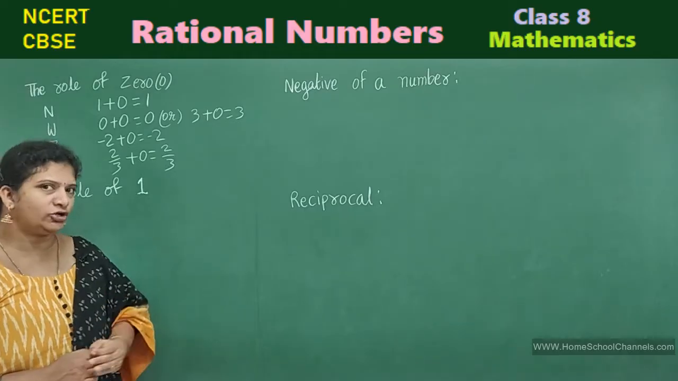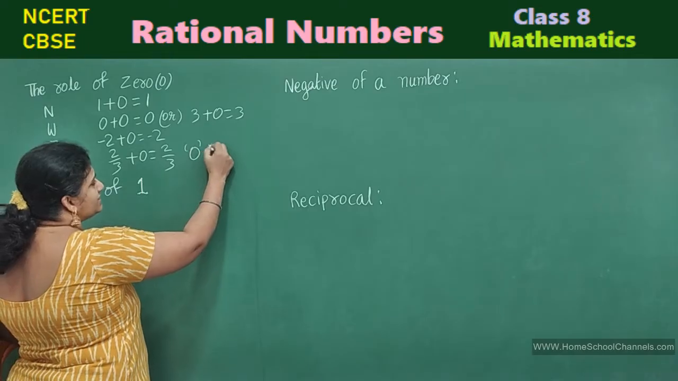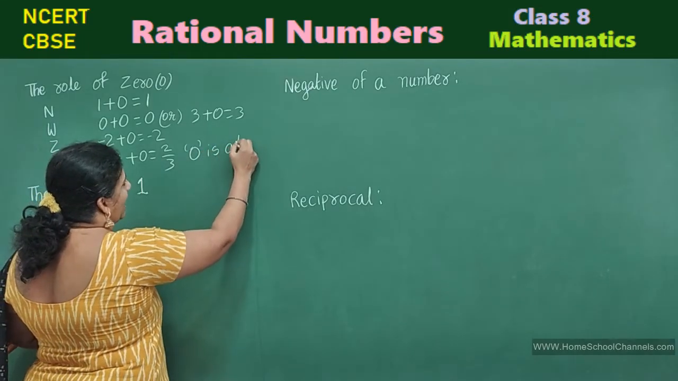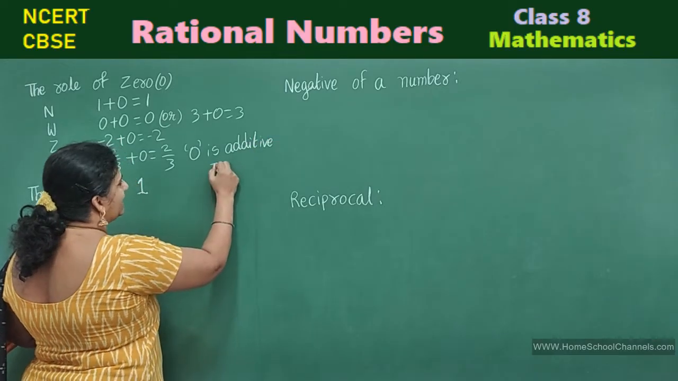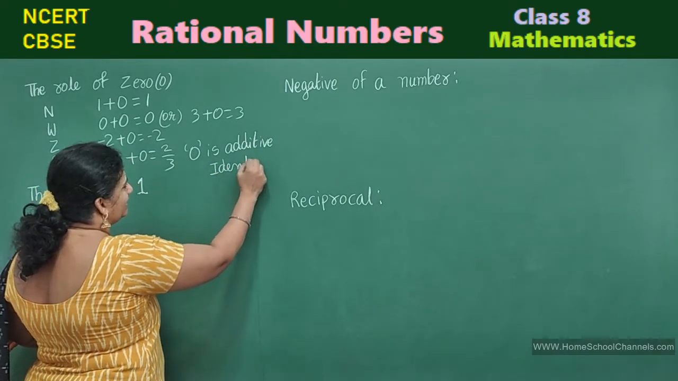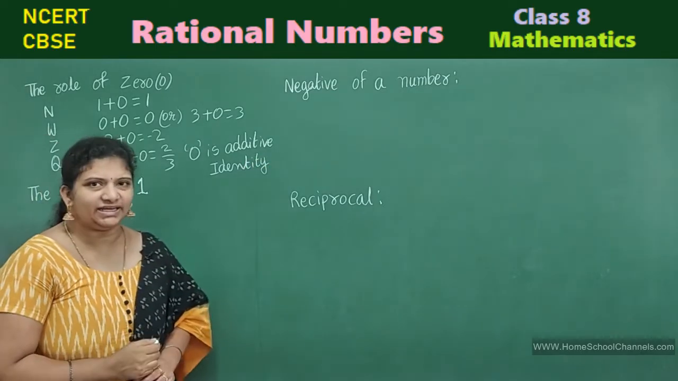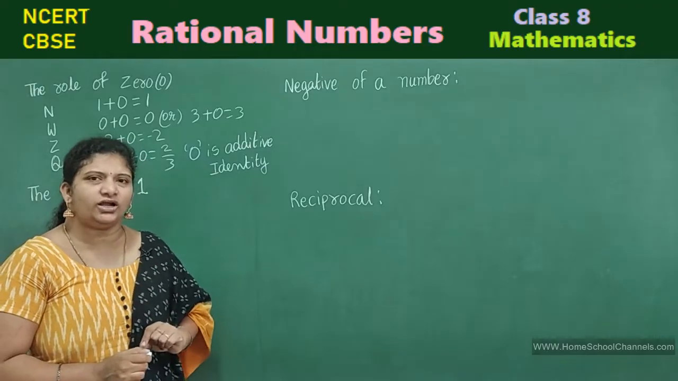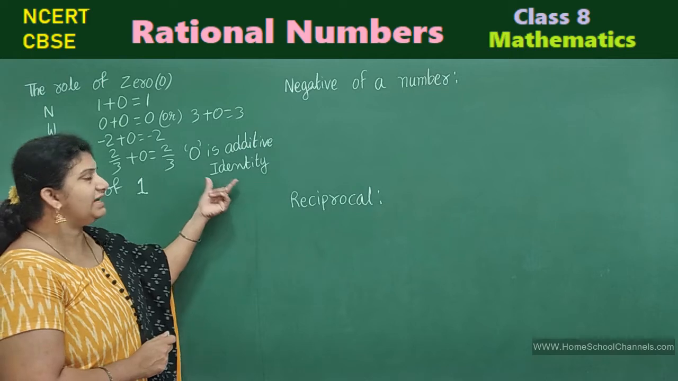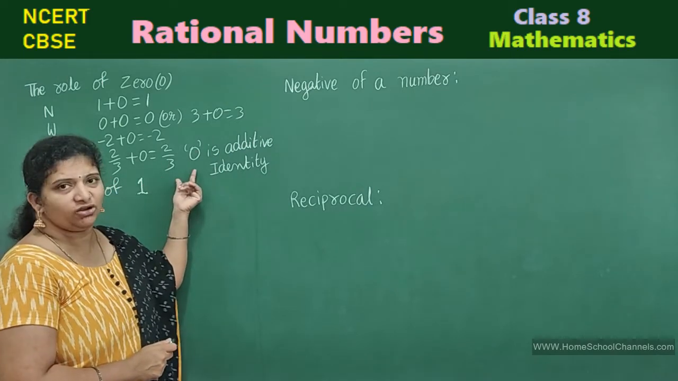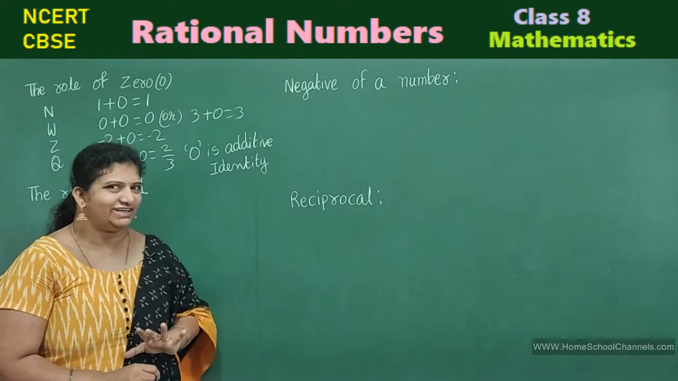Therefore, finally what can you say? What is the role of 0? 0 is well known as the additive identity. Okay? 0 is called the additive identity. Identity means what? The same number you are going to get in the result. Same identical result. If you add a 0, you get the same number. And 0 is called the additive identity.